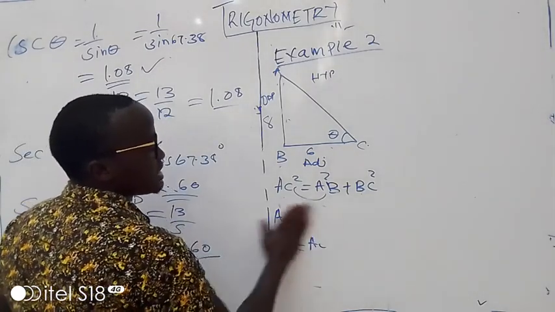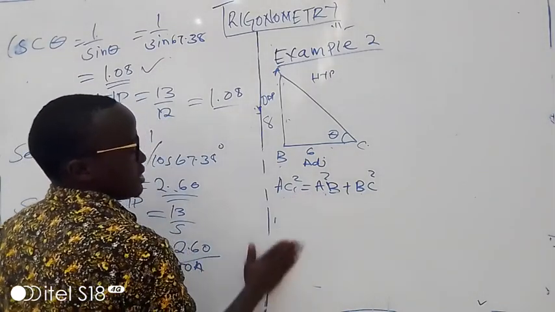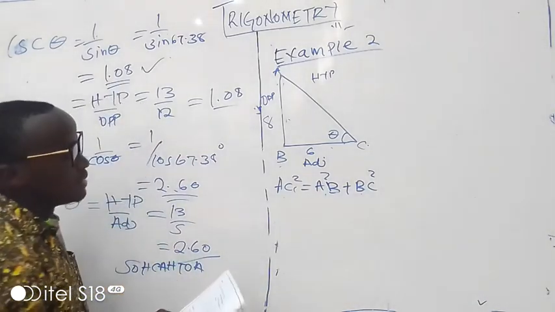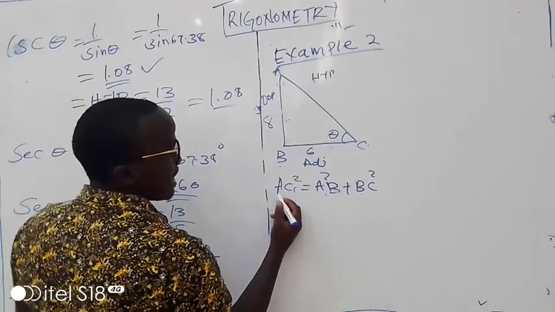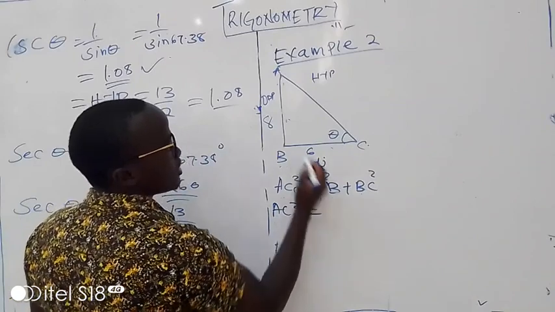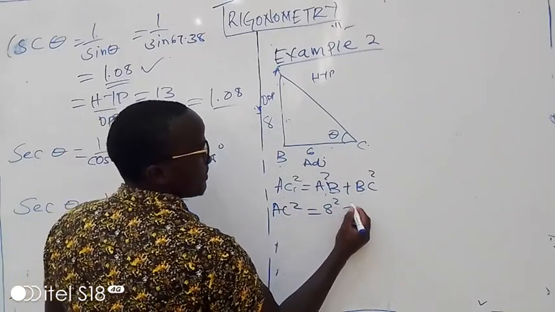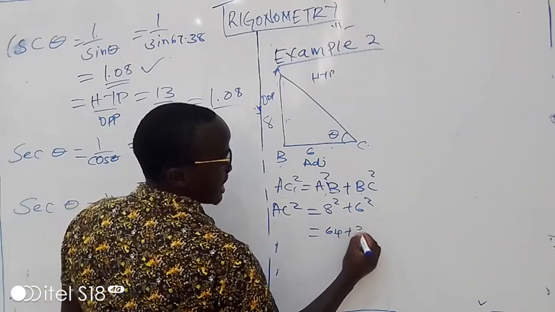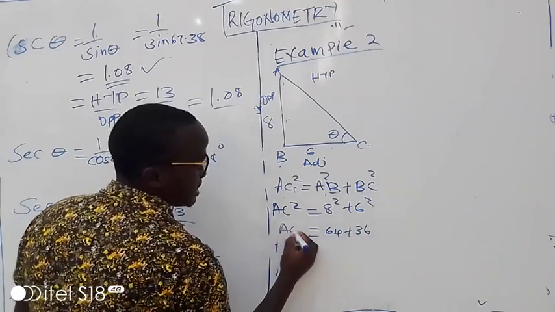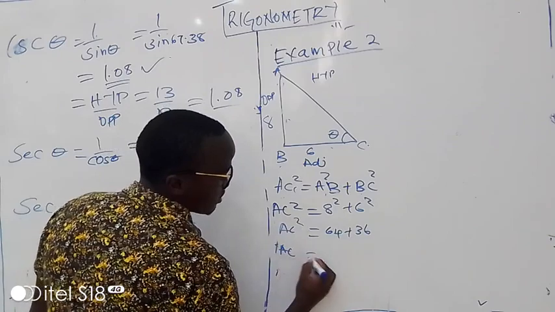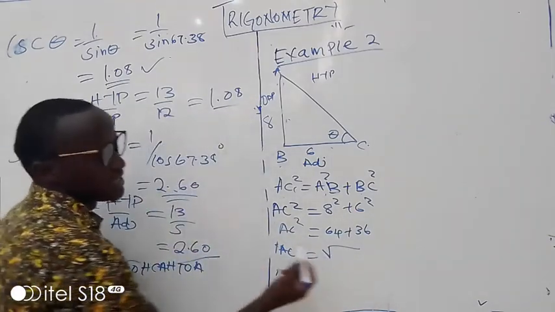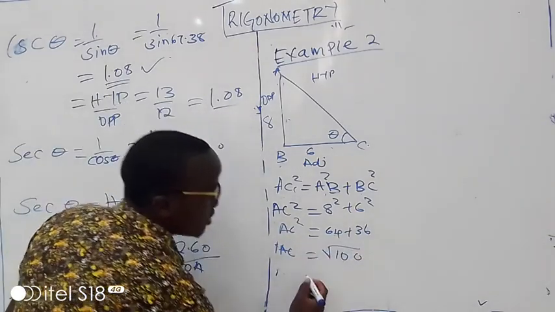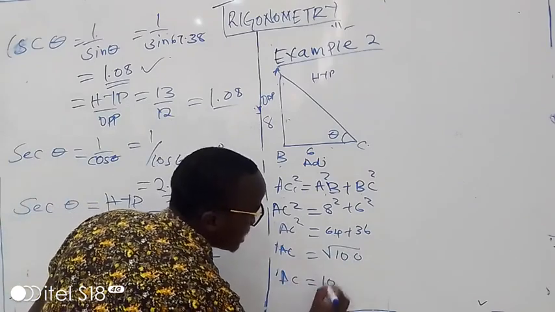But in this case we are interested in this. We want to find our hypotenuse. Our AC squared is equal to AB squared plus BC squared, which is 8 squared plus 6 squared, which is 64 plus 36. So this is AC squared. So AC is equal to the square root of the answer, 64 plus 36 is 100. So our AC is equal to 10.